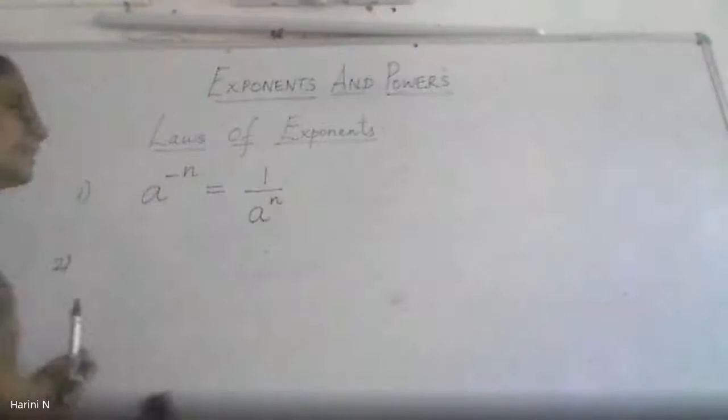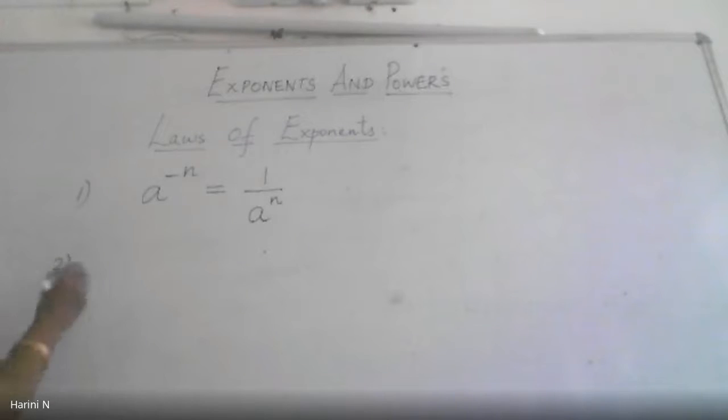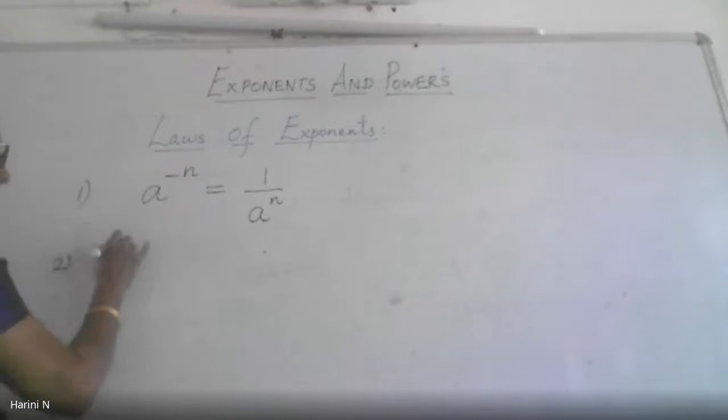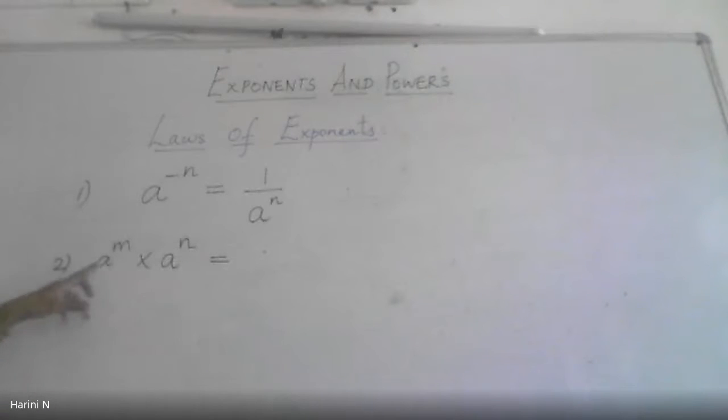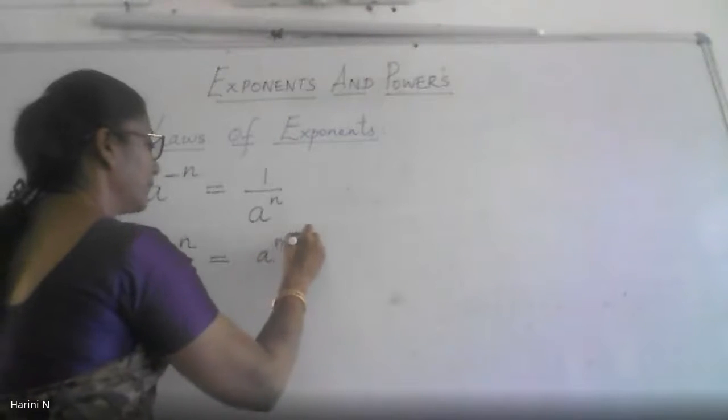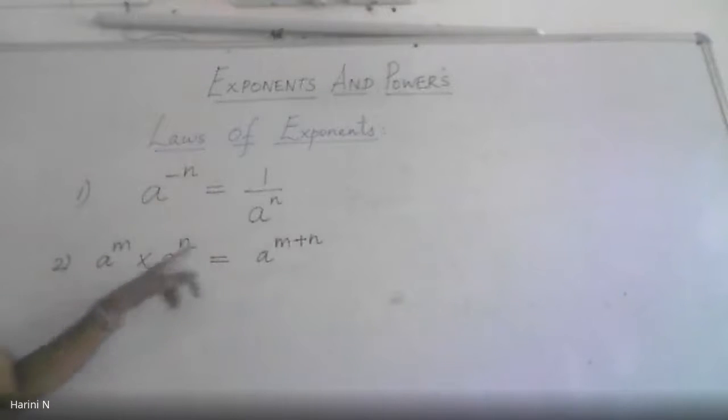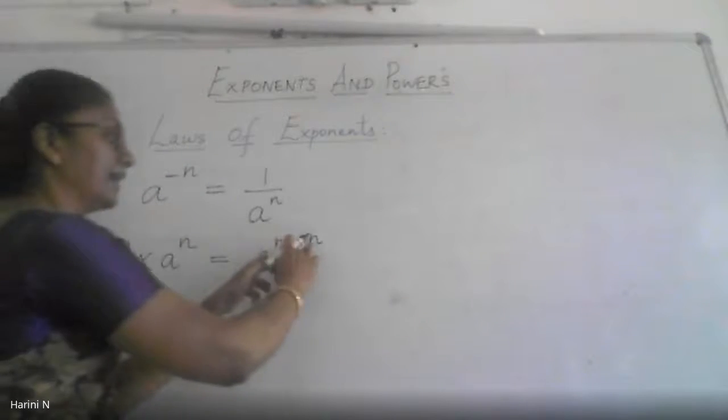Then the next two are easier ones which you have studied last year also. If I have two exponential numbers, that is a to the power m into a to the power n, what can you tell about these two exponential numbers? They are having the same base, but the exponents are different. So when you are multiplying two exponents with the same base but different powers, then this can be generally written as a to the power m plus n. That means the base will remain the same, the exponents can be added.